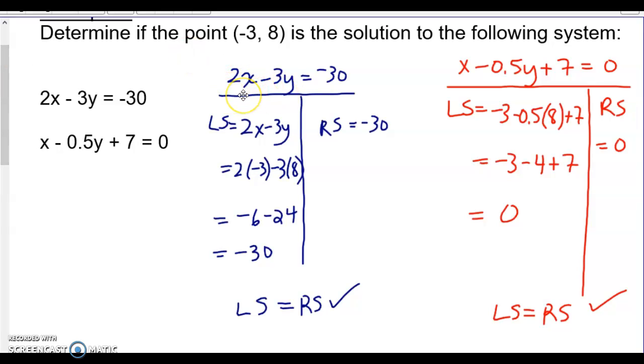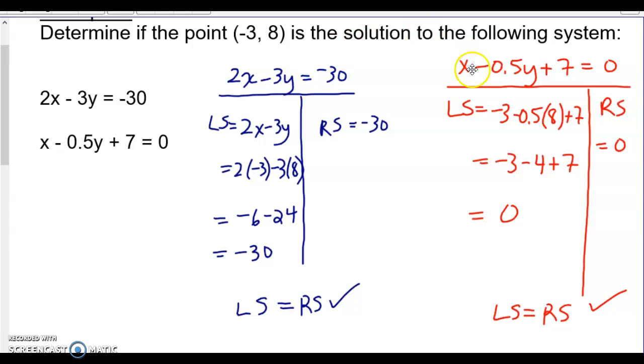So starting with my first equation, 2x minus 3y equals negative 30. I'm going to take my left-hand side, I'm going to take my right-hand side separately, I'm going to sub in negative 3, 8 for x and y and make sure that they match. And they do. I plug in and I end up with negative 30 on the left, negative 30 on the right. Since they equal each other, that means on the line.